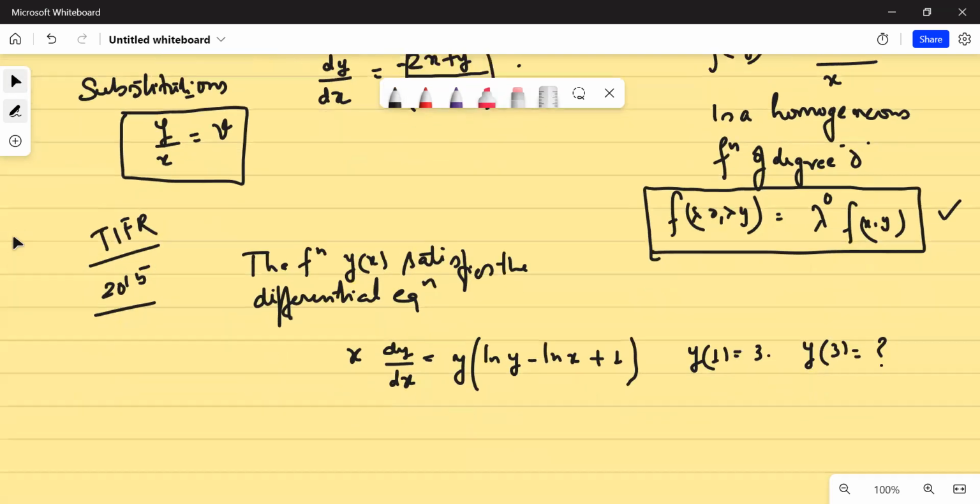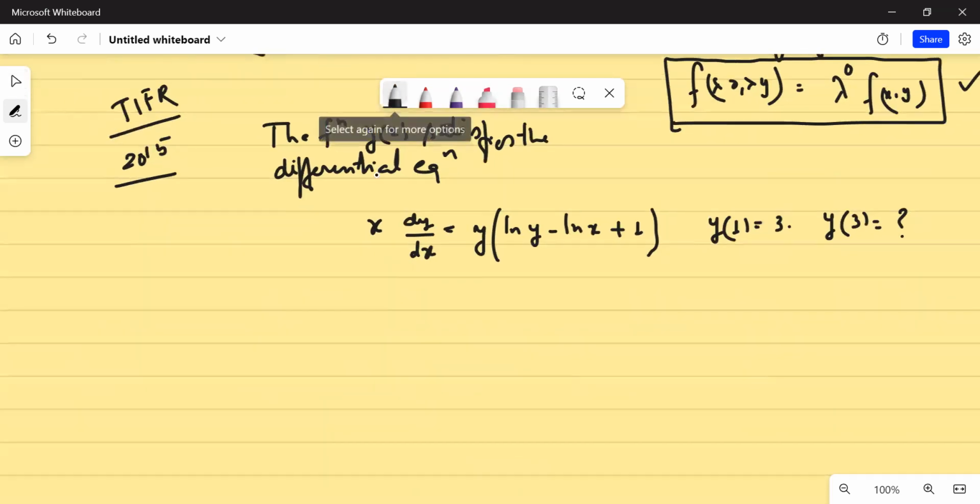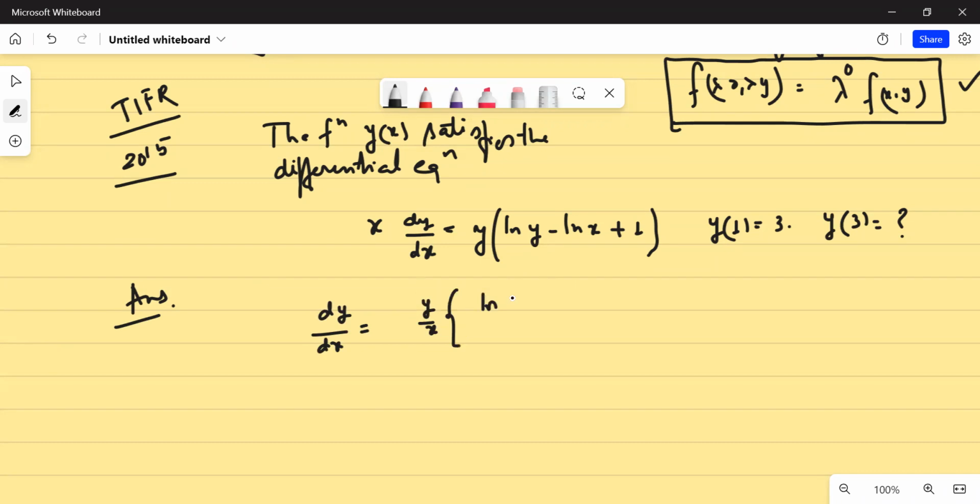So let us try to solve this differential equation. This was asked in TIFR, how to go about it. You'll find mostly in examination, you will not find equations reducible to homogeneous form. You'll find mostly the convenient differential equations. So what I would do, I would bring this x here. So I'll get dy by dx is equal to simply y over x, and inside I can write it as ln y over x, and then plus 1.